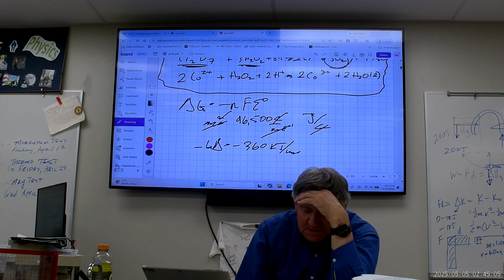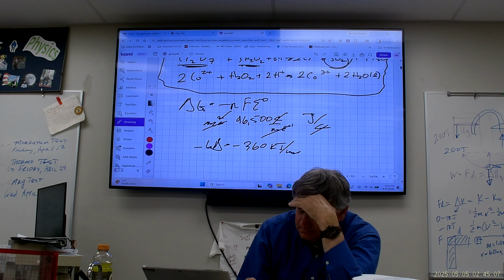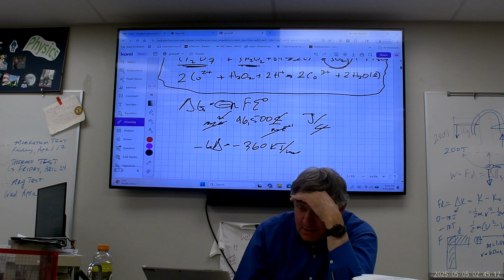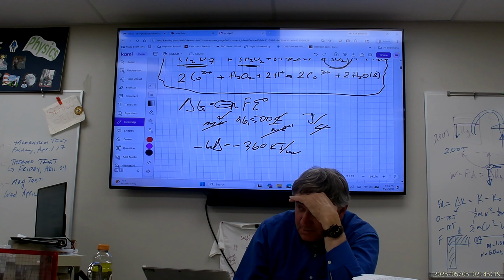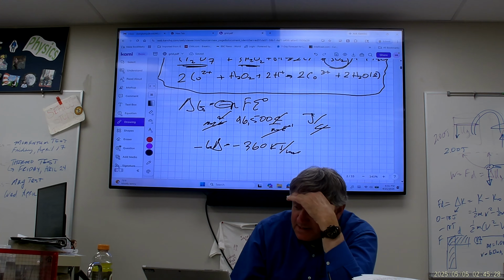Wait, how is it negative? Oh, it's the negative out in front. Wait, what was my answer? Negative 360 kilojoules per mole. N is 6. E naught is 0.63.